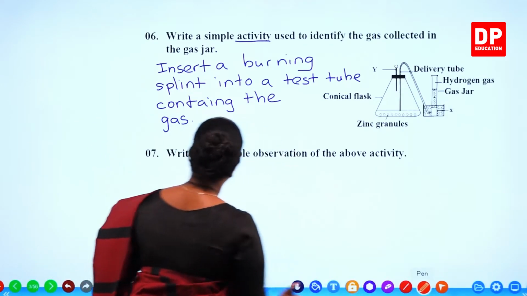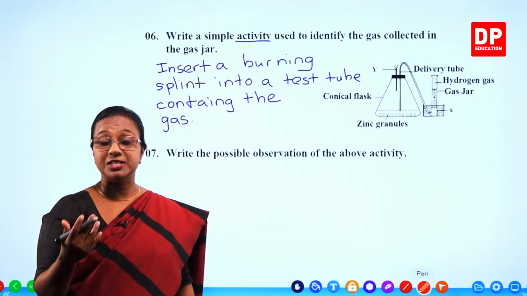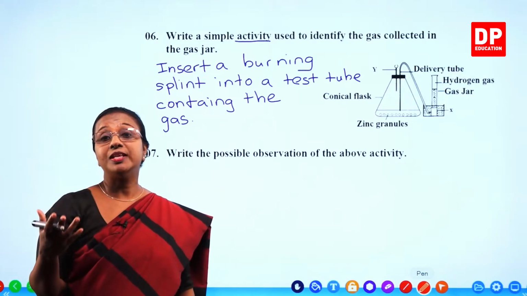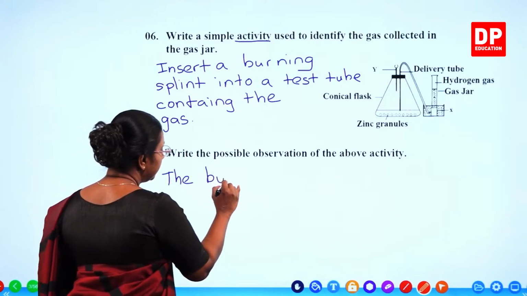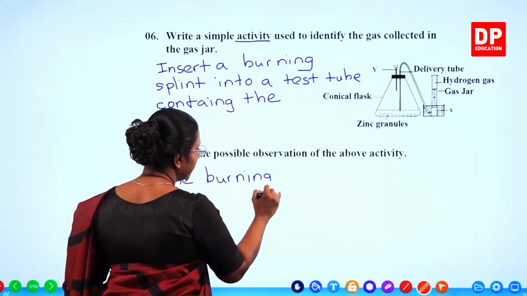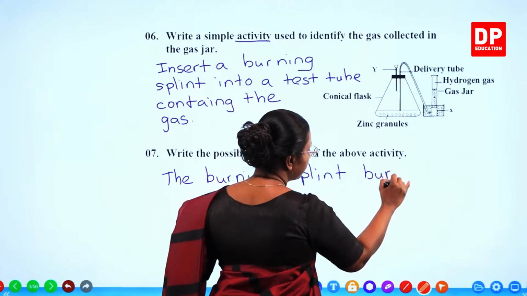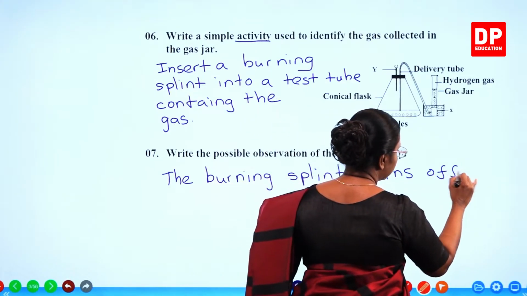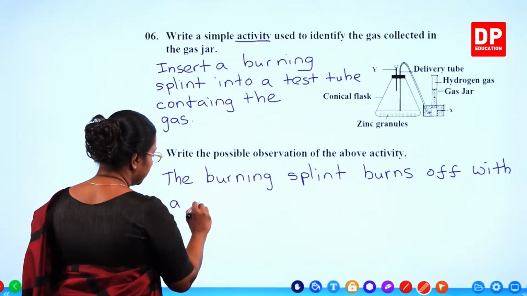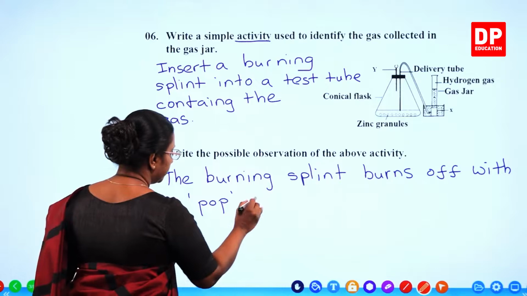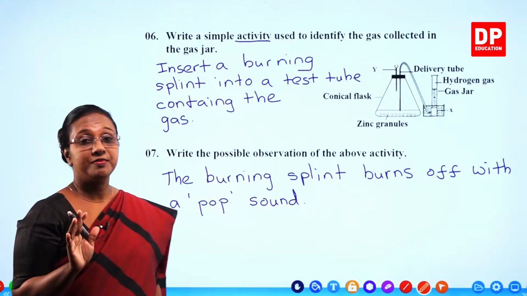Then the next one. Write the possible observation of the above activity. So I mentioned that it burns off with a pop sound. The burning splint burns off with a pop sound. So that is the observation.